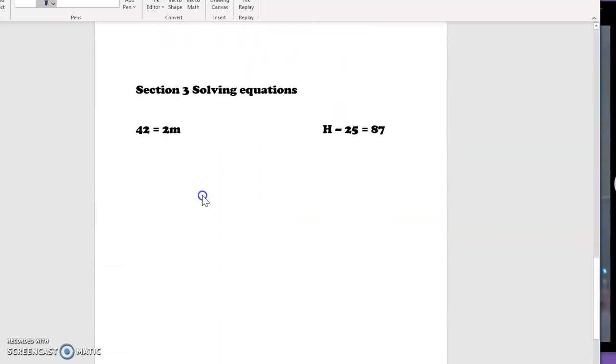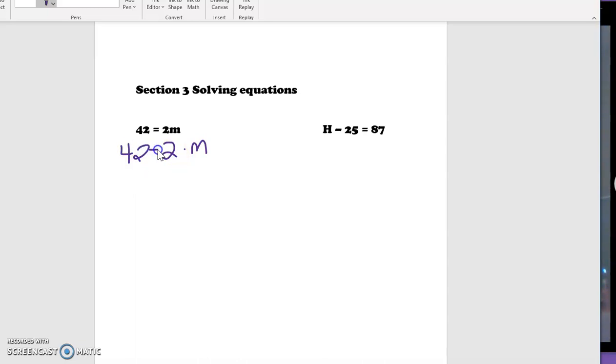The last section of today's assignment is going to be on how we would solve equations. In these examples, we have one variable, so we're able to solve them using the inverse operation. In the first one, we have 42 equals 2m. We have to remember that 2 is a coefficient of m, so this is really saying 2 times m.